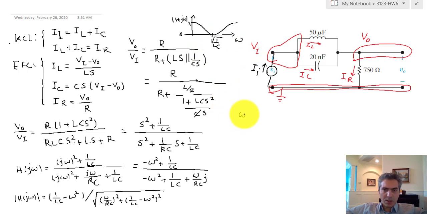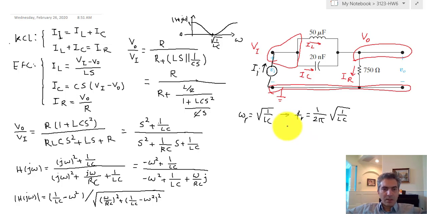So ω resonance is equal to the square root of 1 over LC, which is also telling you that the f resonance, the frequency of resonance, is equal to 1 over 2π times the square root of 1 over LC. This is sometimes also called the center frequency of the filter.